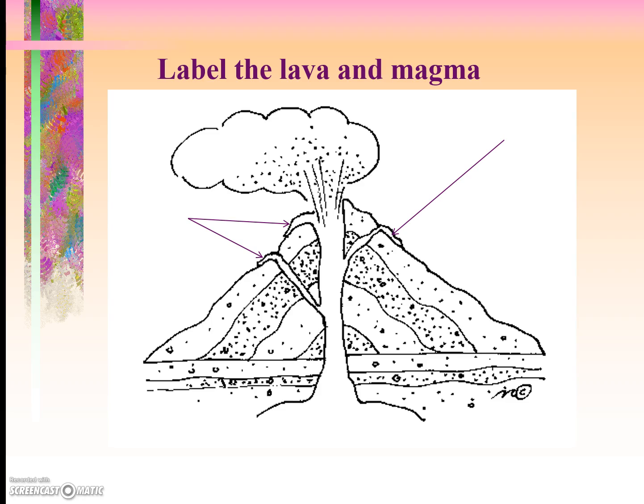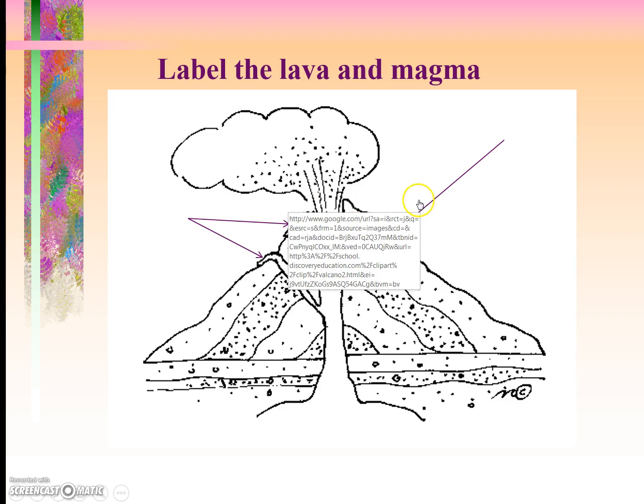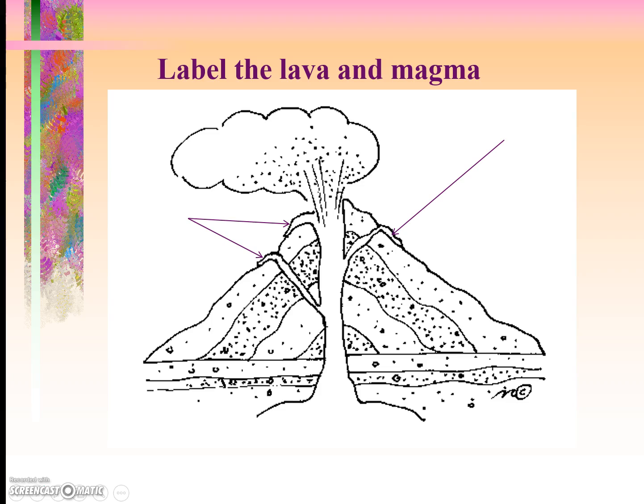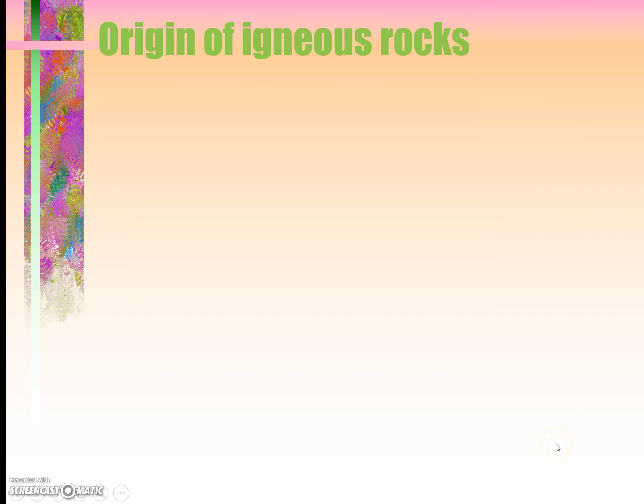So you need to label on your sheet where the lava and the magma is. So where do you think these arrows are pointing towards, which is the outside of the volcano? Well, they're actually pointing towards lava, and therefore the magma is actually inside of the volcano. Okay, so as soon as it comes out of the volcano, it is now called lava. The inside of the volcano is magma. And you can put magma at the bottom too if you want to.